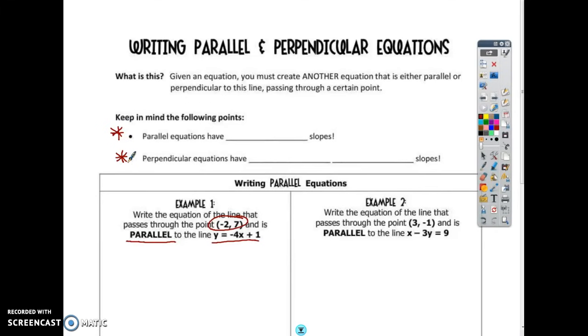What do you know about parallel lines? They have the same slope. And what do you know about perpendicular lines? Negative reciprocals. You flip it and you change the sign. So you guys are going to write that down for those two.